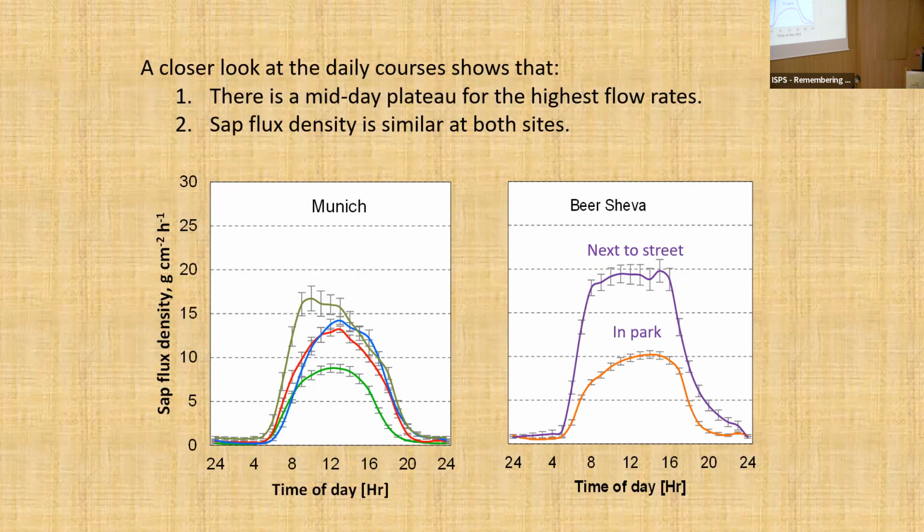And next to the street, we also have this kind of midday plateau for the highest flow rates, which is something that we've seen very often in our sap flow measurements.